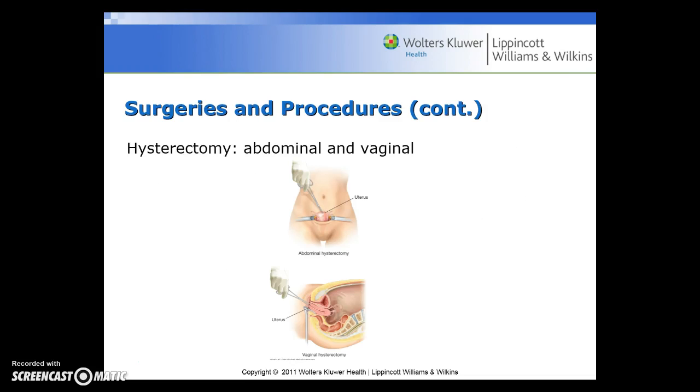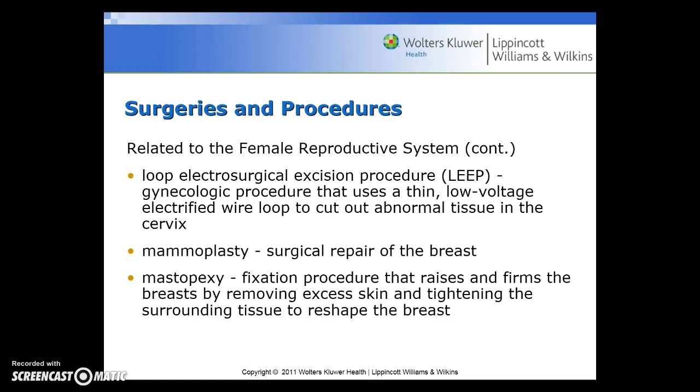Here you can see the two different types: the abdominal hysterectomy, where they remove the uterus through the abdomen, and the vaginal hysterectomy, where they remove it through the vagina. A loop electrosurgical excision procedure, or a LEEP procedure, is a gynecological procedure that uses a thin, low voltage electrified wire loop to cut out abnormal tissue in the cervix.